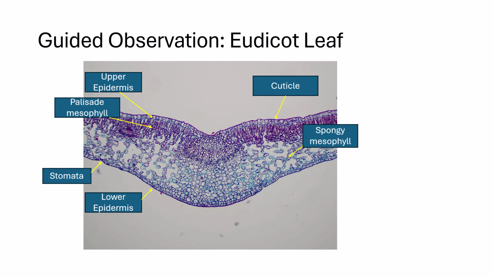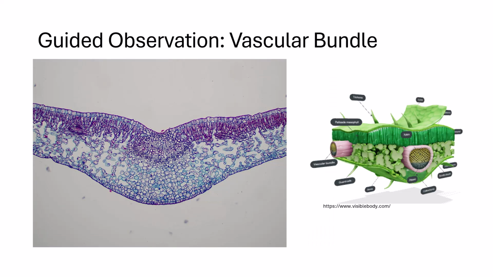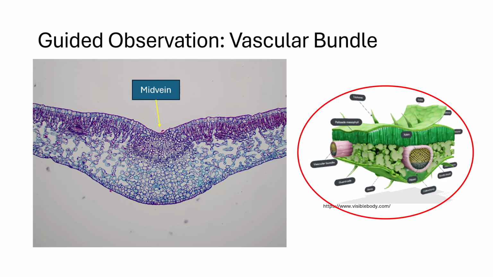The lower epidermis forms the bottom surface of the leaf. It is similar in structure to the upper epidermis, but usually contains more stomata, which regulate gas exchange and water loss. Within the mesophyll, you will see the vascular bundles or veins. In this view, this is the large midvein of the leaf. You will not see other veins in the cross-section of the Eudicot since they have net-like veins, so instead of being parallel with the midvein, they are branched out in different angles. This is depicted in the right graphic.